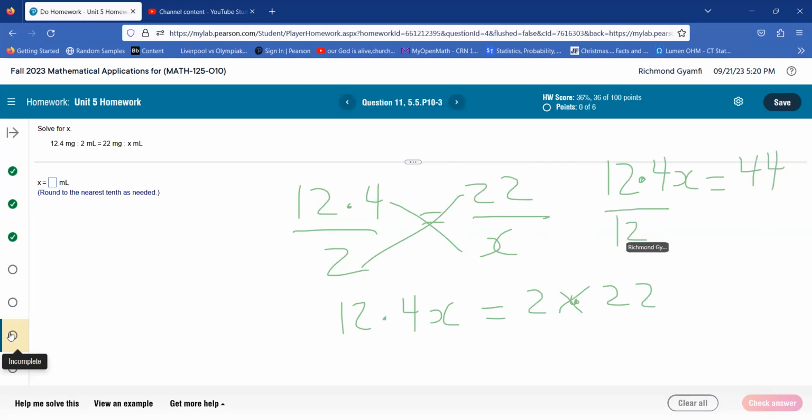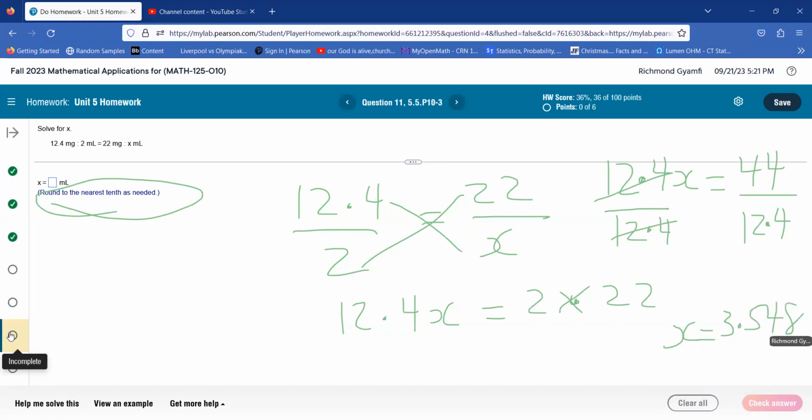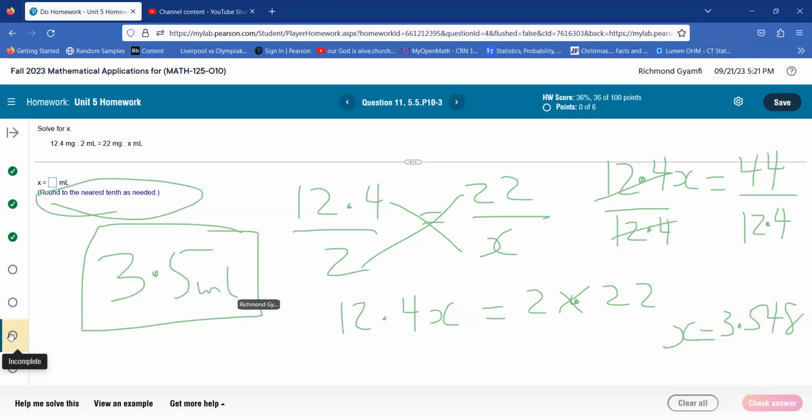I divide both sides by 12.4. So what is x going to give me? 44 divided by 12.4. And I think that will give you 3.548. But if you check the parentheses here, it says round to the nearest tenth. And I have x to be equal to 3.548. So that gives me 3.5 ml. And that's it. All right.